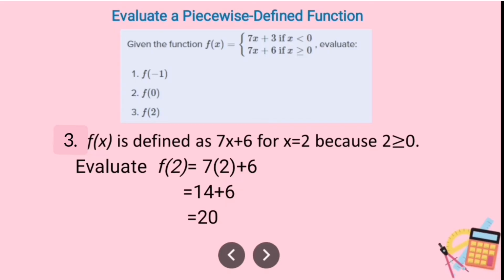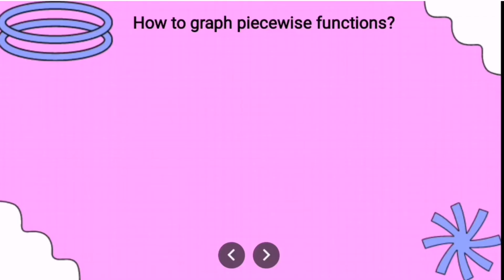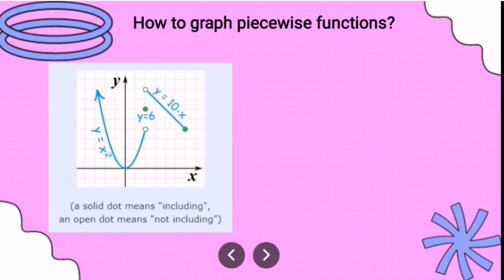Now, as we have mentioned before, piecewise functions contain different functions for each of the given intervals. This means that when graphing piecewise functions, expect to graph different functions for each interval as well. This is an example of a graph of a piecewise function. A solid dot means including, an open dot means not including.